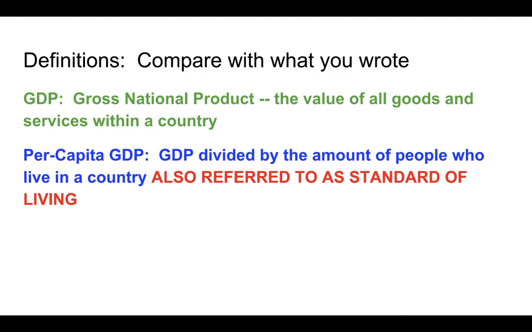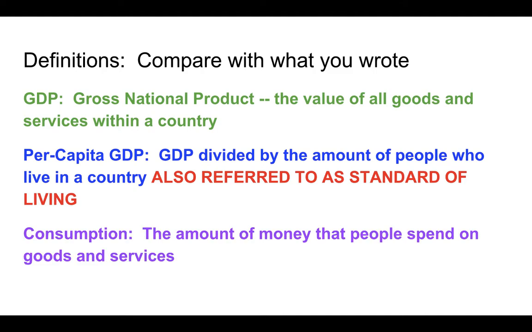Anytime you see something referred to as standard of living, they're talking about GDP per capita. So per capita GDP, standard of living, same thing. It's one of those economics terms that really doesn't need to be named twice, but we do anyway.